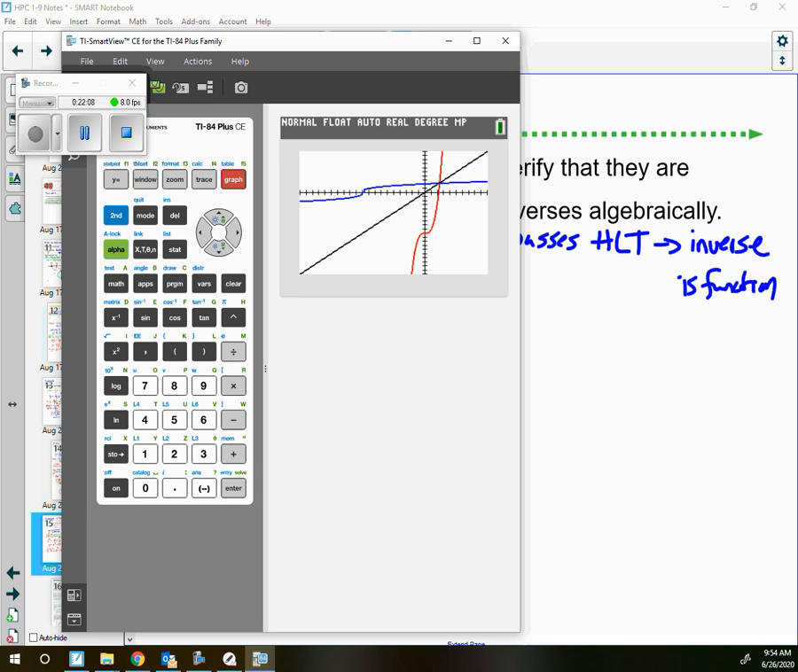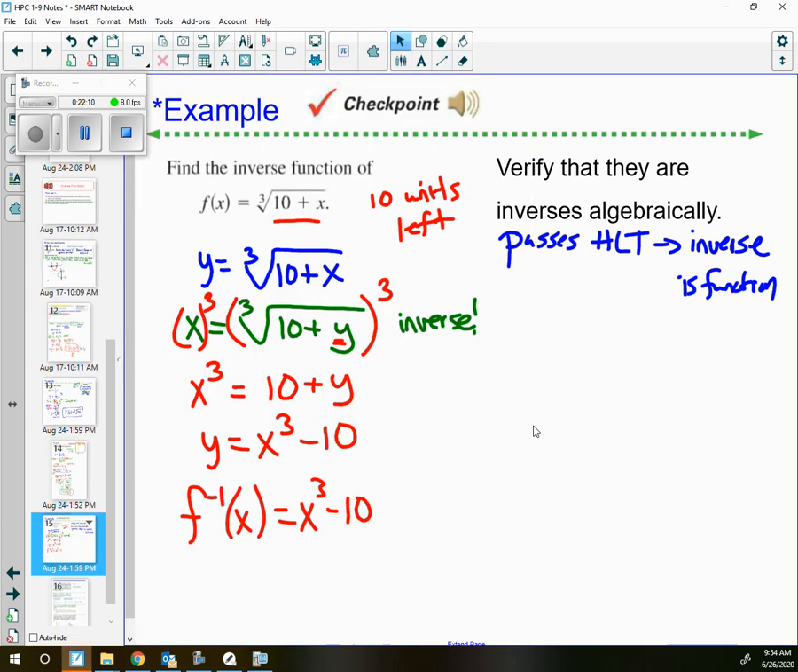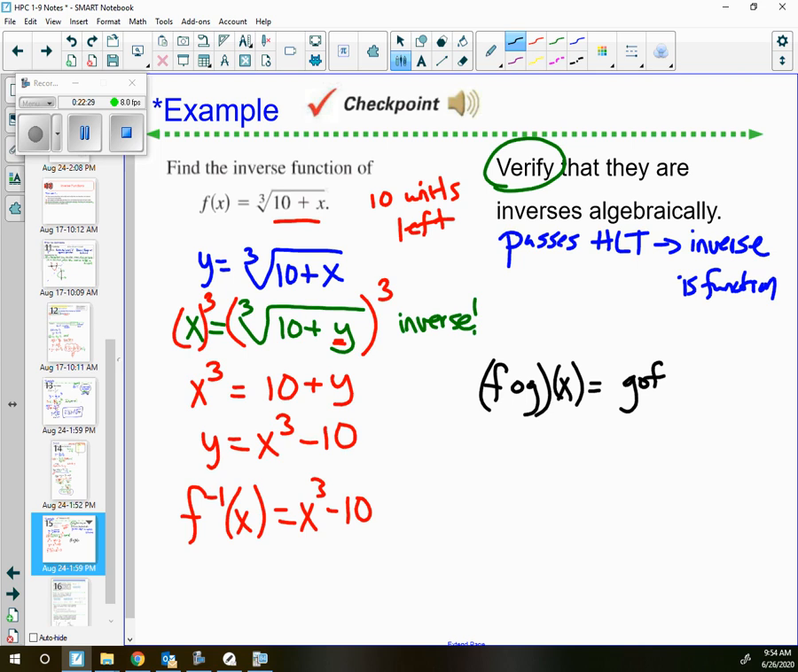Now, one thing that we haven't done for a little bit is to verify that the equations themselves are inverses algebraically. It sure looks like it from the graph, but how do we verify that two functions are inverses of each other? Remember our composition? If f composed with g and g composed with f both undo each other as inverses, that means it should equal the identity function. So we should be able to undo them.